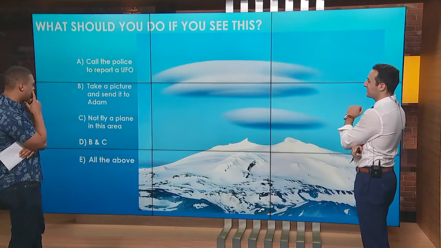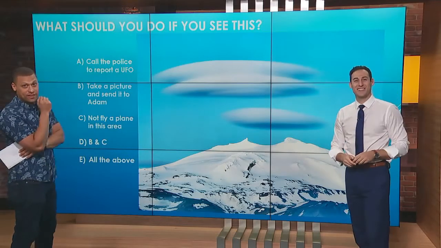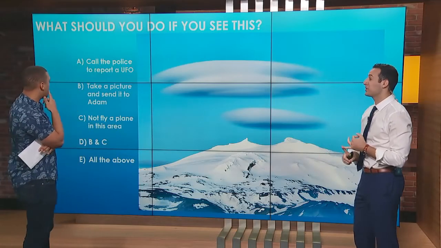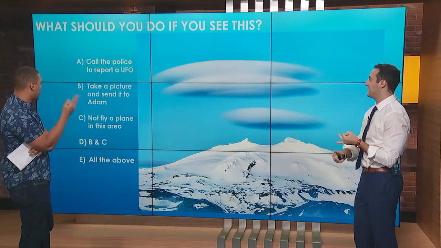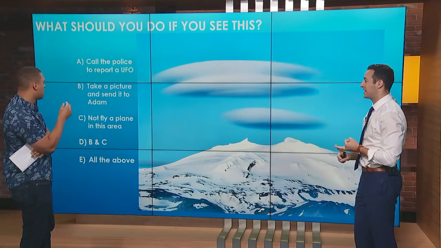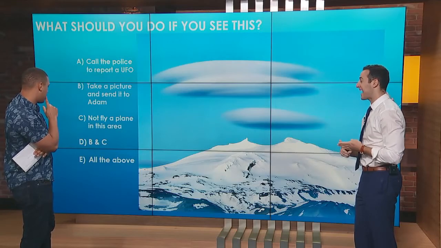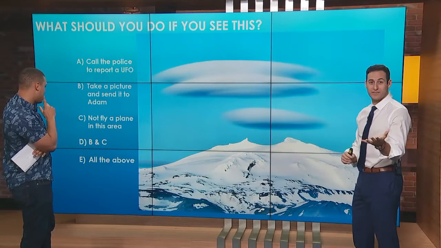All right, what should you do if you see this cloud? Pedro, first of all, what cloud is this? This is a lenticular cloud. It's a lenticular cloud. Kind of looks like a UFO, often stacks just like you see here. All right, should you A, call the police and report a UFO? B, take a picture and send it to Adam? C, not fly a plane in this area? D, B and C, E, all of the above.